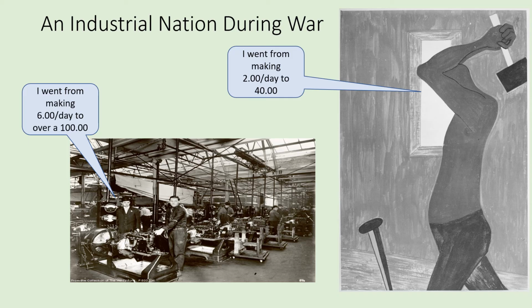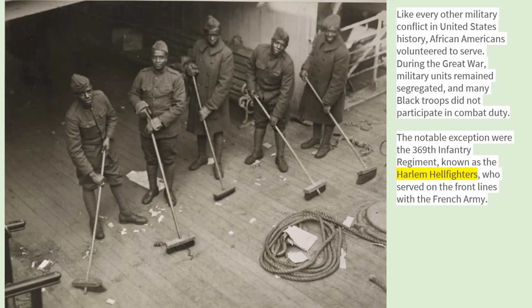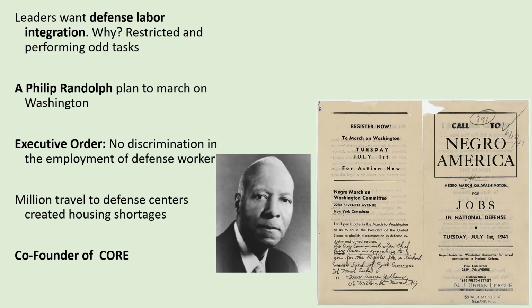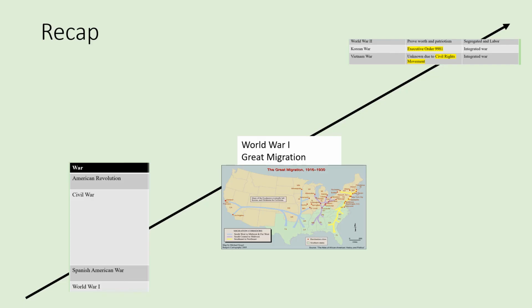The United States is an industrial nation during war, whereas black Americans are fighting in segregated units or are only allowed in labor-related tasks in the military. That's going to lead to some challenges later on, especially during World War II. We're going to see some protests regarding inequality by A. Philip Randolph, who is eventually going to be one of those organizations called CORE during the Civil Rights Movement.